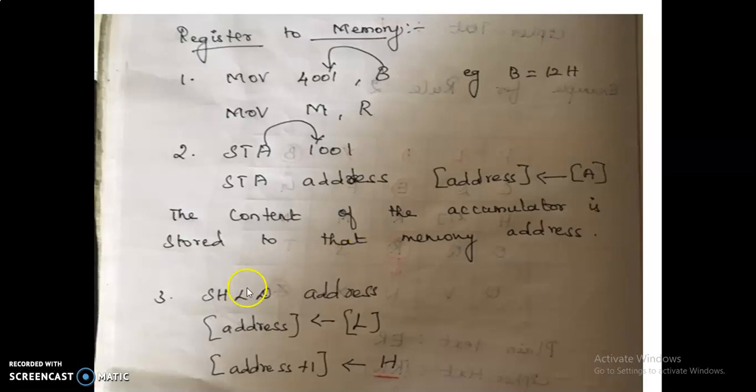The third example is SHLD. If you want to store 16-bit data, we use the HL pair, DE pair like that. So this instruction stores the HL data to a particular address. The L will go to the first address, and H will go to the second one. H is the higher order byte, and L is the lower order byte.